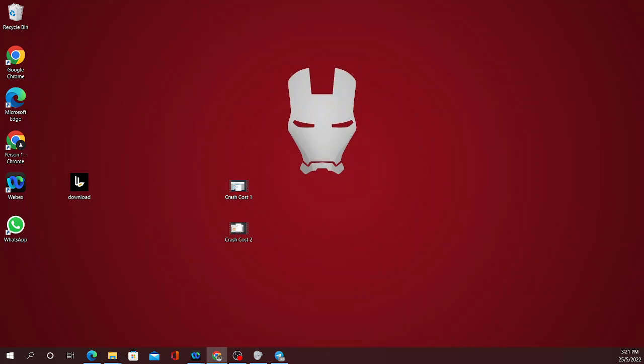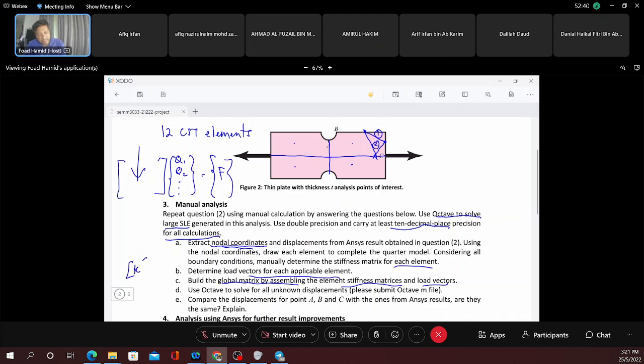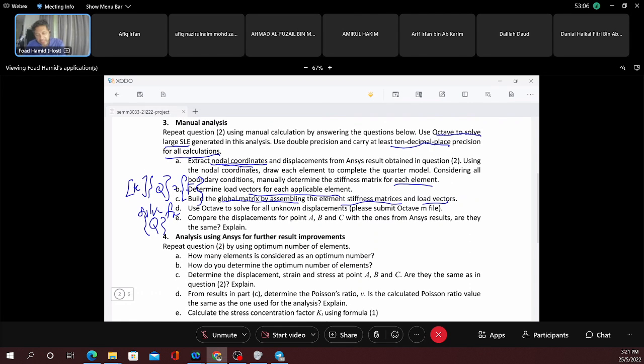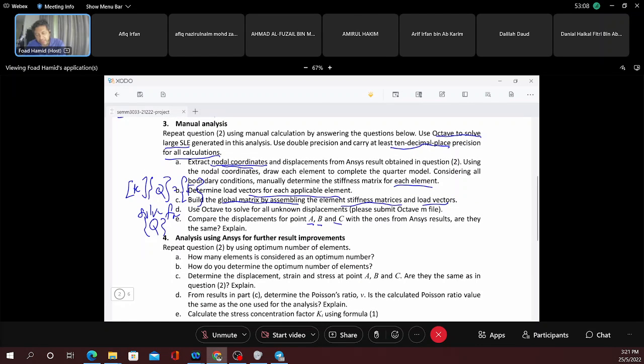And then what you get is KQ equal to F, and then solve for Q. Use Octave to solve for all the unknown displacements. Please submit the Octave file. I want the Octave file as well because I need to test. Compare your displacement for points A, B, and C with the ones from the ANSYS result.